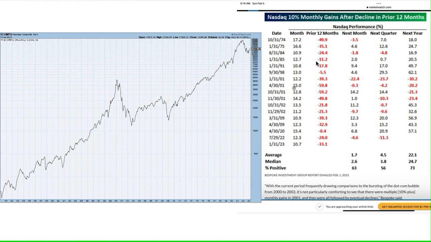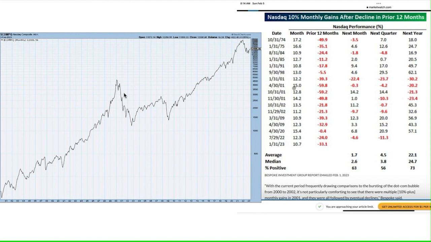Now, I thought this was some interesting statistics that I saw over the weekend. It was basically saying that when the NASDAQ has a 10% monthly gain, which in January we had, a 10.7% increase, what happens after a decline in the prior 12 months? So for the last 12 months, we went back to 1974, and you can see all these down 12-month periods. Then when you had a month that was up more than 10%, a year later, the average return was around 22%.